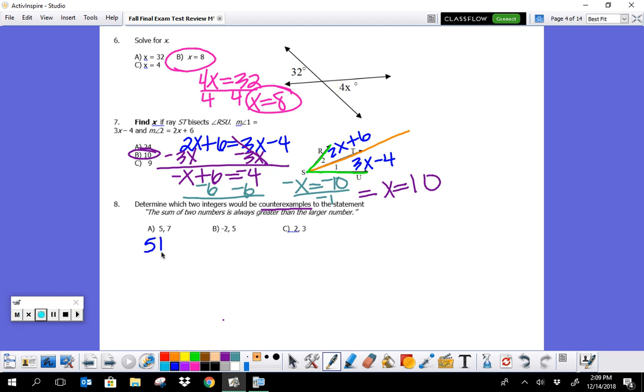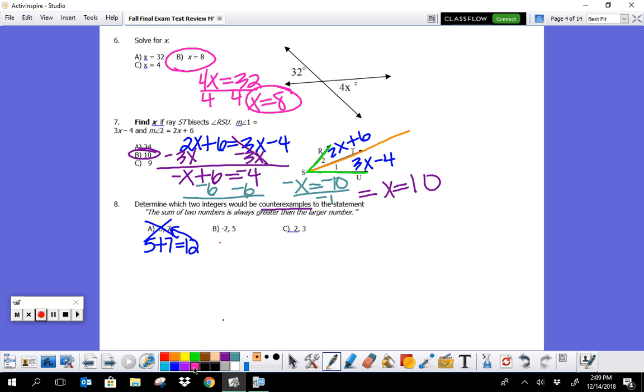So 5 plus 7 is 12. And it's saying the sum of those numbers, so 12, is greater than the larger number. So is 12 greater than 7? Yes, it is. Okay, that's not our answer because we're looking for one that proves this statement wrong.